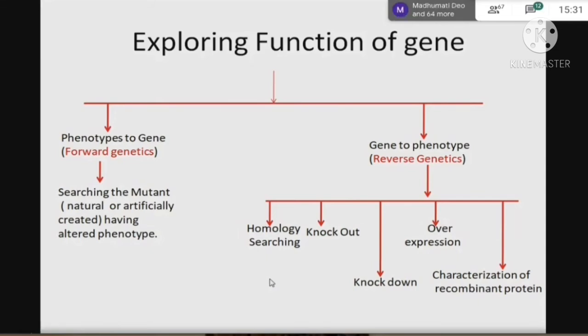We can find out the three-dimensional structure of that protein. In this way, usually we find out the role of a gene, but every step has some pros and cons, and several steps are involved. Now, if you have any queries or questions, let me know.